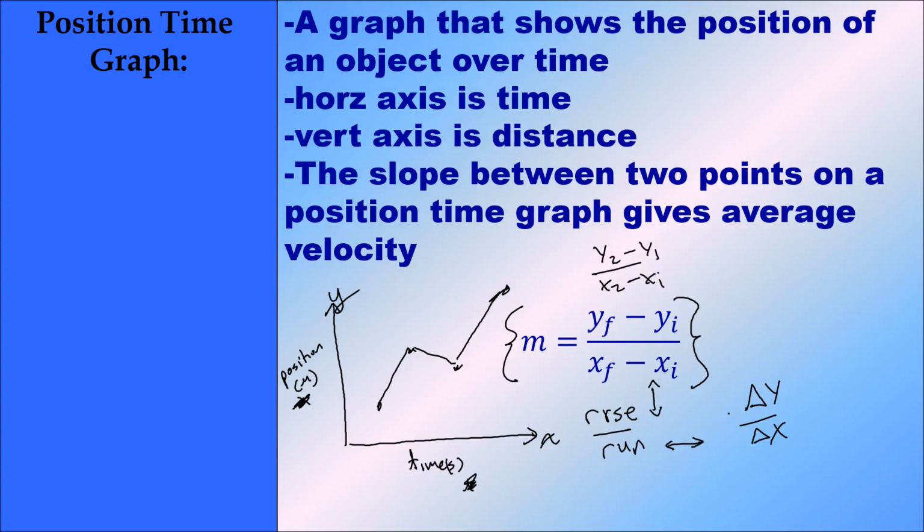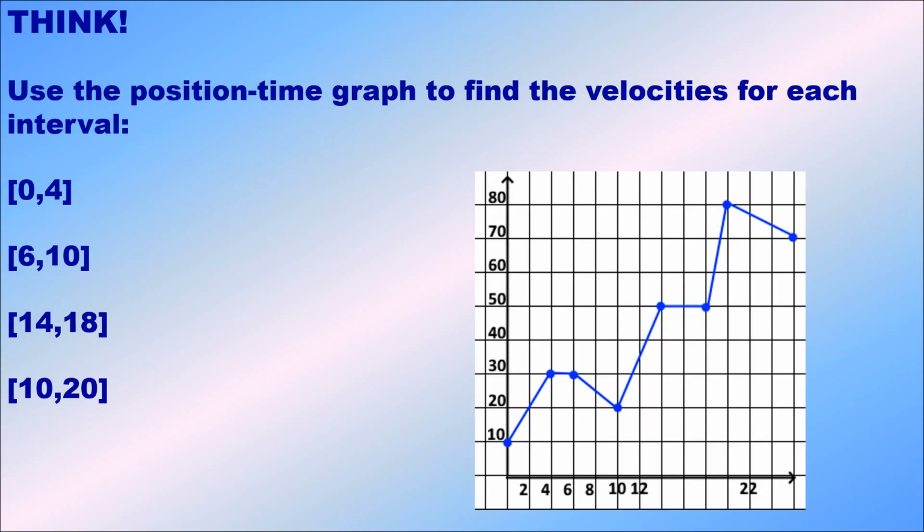All right, so let's go ahead and take a look at a position time graph. The question asks us to use the position time graph to find the velocities for each time interval. Over here, this isn't labeled, but this would be our time in seconds. And this isn't labeled, but it should be. This is our position in meters, and this is some motion of some object, maybe a physics cart.